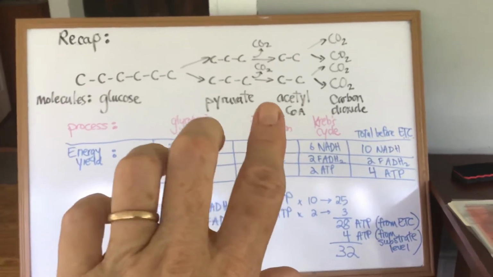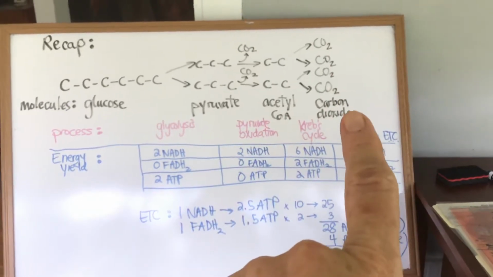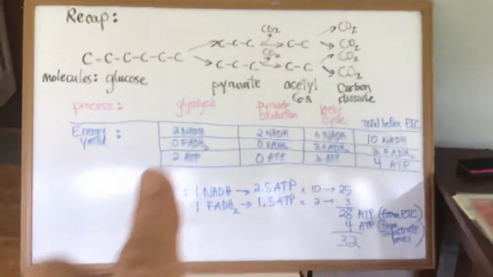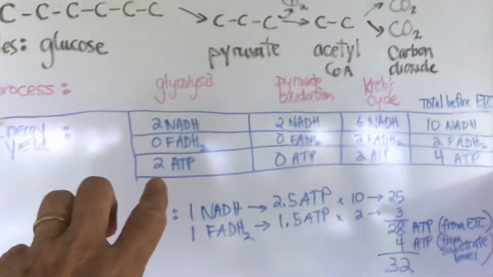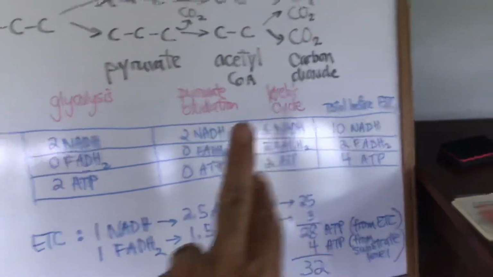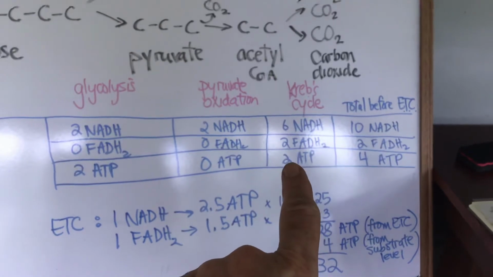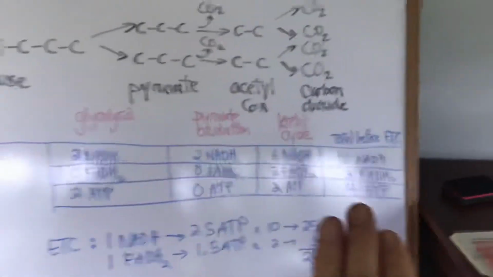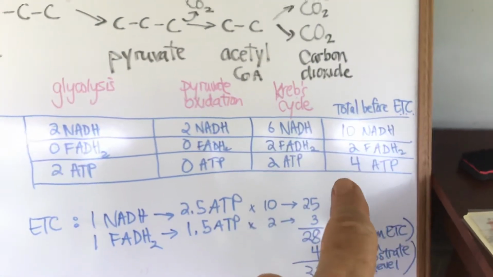And in the next process, it broke apart the acetyl-CoAs into their subsequent carbon dioxides during the Krebs cycle. What we got from that is that from glycolysis, we've got 2 NADHs and 2 ATPs. From pyruvate oxidation, 2 NADHs. From the Krebs cycle, 6 NADHs, 2 FADH2s, and 2 ATPs. So a total, before the electron transport chain, we got a total of 10 NADHs, 2 FADH2s, and 4 ATP.